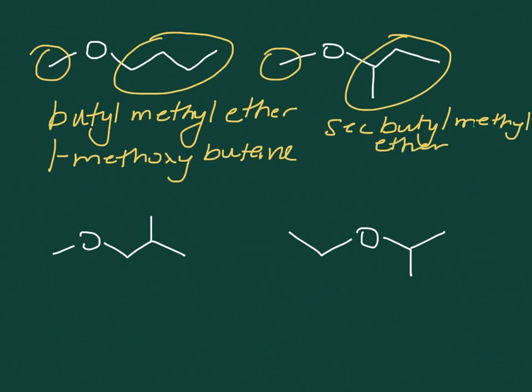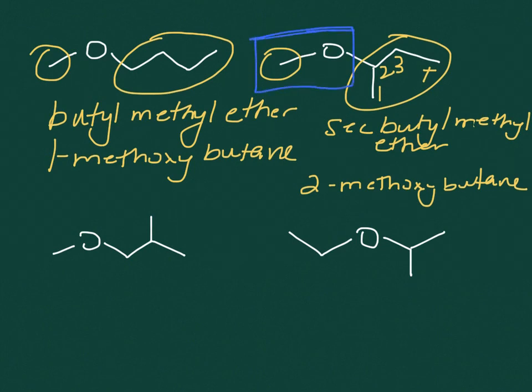Or if we use the systematic way, we would call this 2-methoxybutane. It would be 2-methoxybutane because here we have a butane, 1, 2, 3, 4, and I'll pick a different color to highlight to show you. This would be the methoxy substituent.